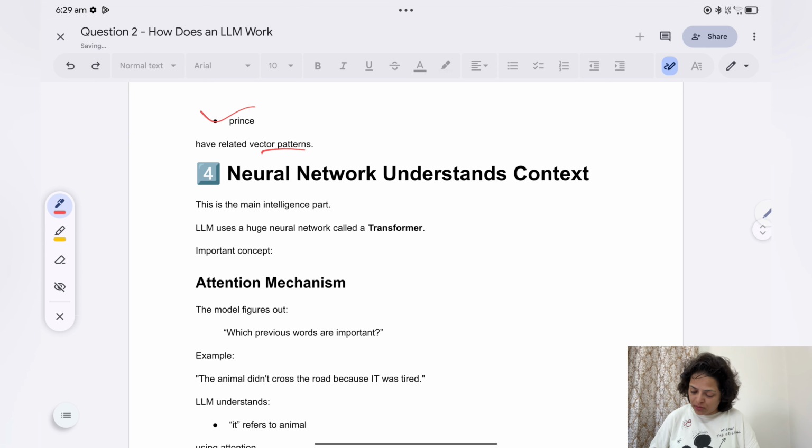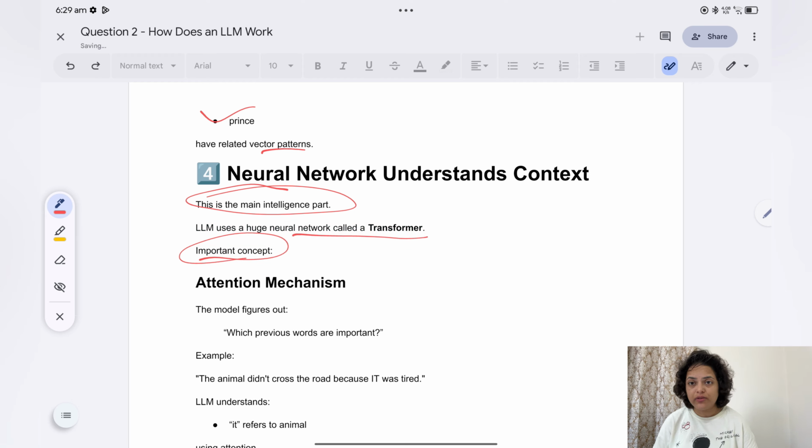Now the neural network understands context. This is the main intelligence part here. An LLM uses a huge neural network called a transformer, and an important concept here is the attention mechanism. This is a very important thing in the transformer. Here the model figures out which previous words are important.